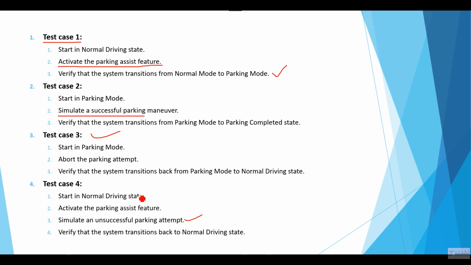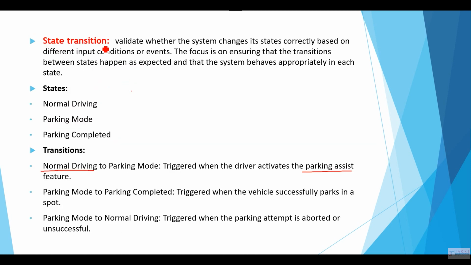But now in the fourth test case, you are starting the vehicle in normal driving state, enabling the parking assist so that your vehicle can come to parking mode. Now, after coming to parking mode, you abort the parking attempt. Then it should go back to the normal driving state, that you are checking here. Okay. So this is more about the state transition test case design technique.